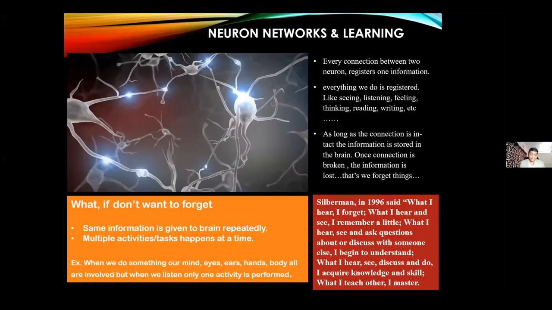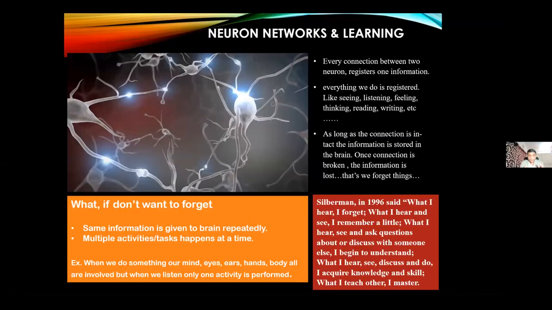The other way is same activity, same information, I get in multiple ways. At the same time, I do many activities together. For example, if I am reading or learning something, I am using my mind, my eyes, my ears, my hands, my body, all together. Suppose I'm doing some experiment or playing a mathematical game. There, everything is involved: my hands, my eyes, my ears, my body, all together. That is the other way, because in that process, you make many connections.